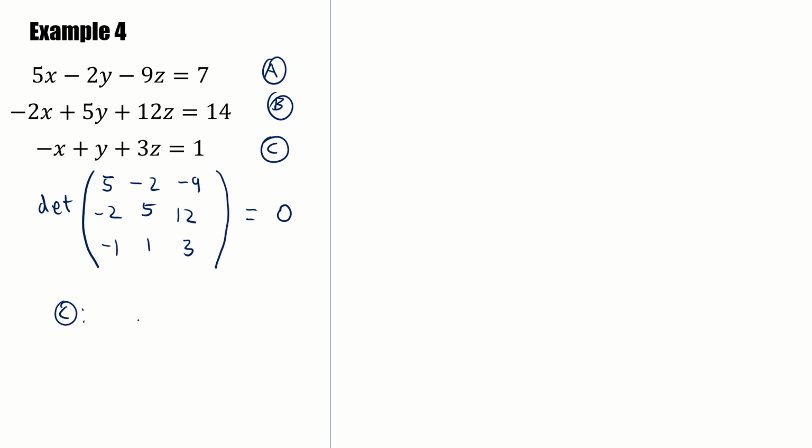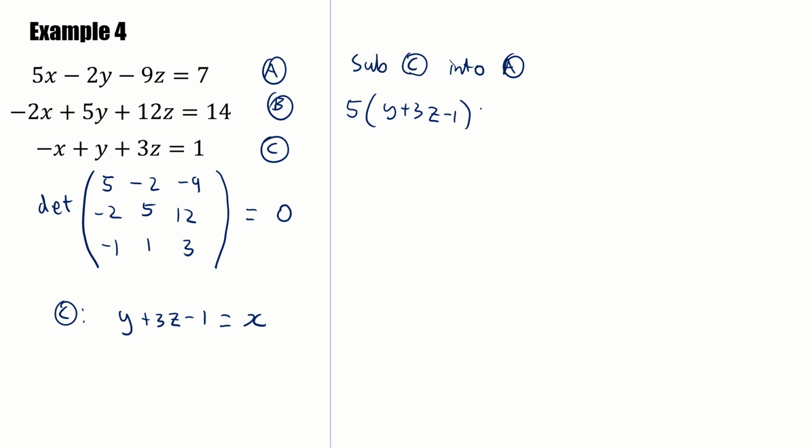So therefore for C, we can move the x over to the other side, and therefore we have y plus 3z minus 1 equals x, and therefore we can substitute that in. So I'm going to sub C into A first of all, so we'll have 5 lots of y plus 3z minus 1, we'll have a minus 2y and minus 9z equals 7. And now we're going to do some simplifying.